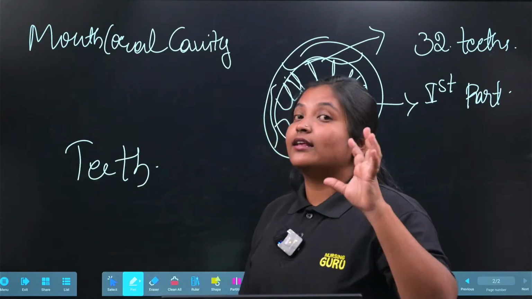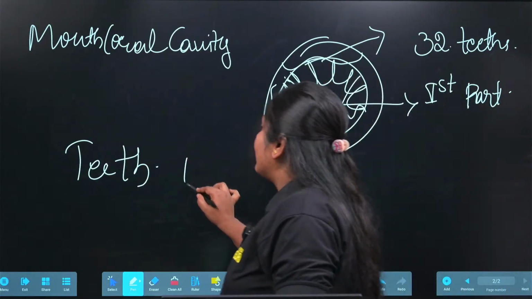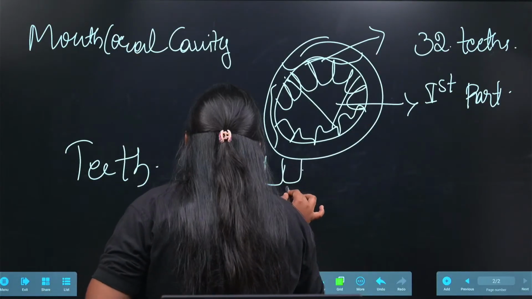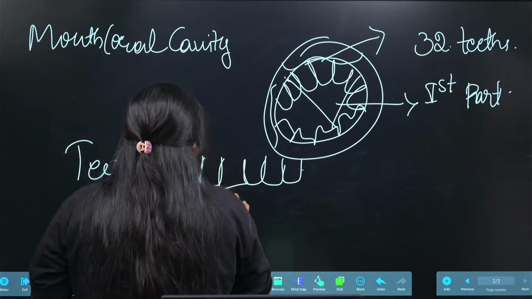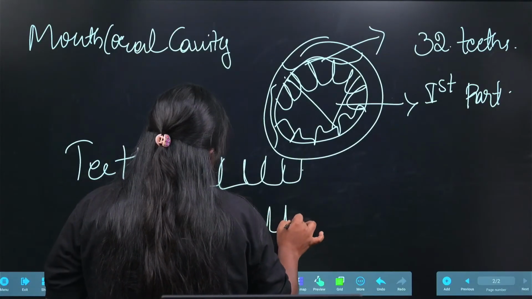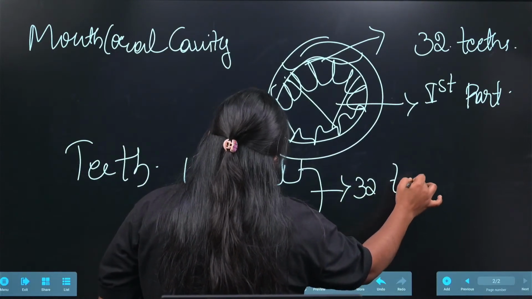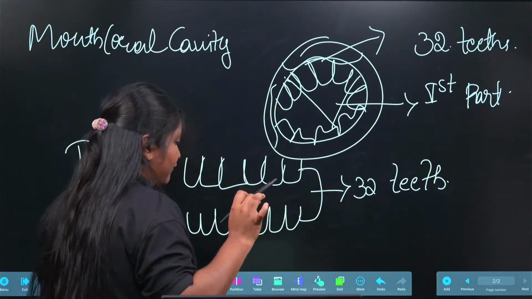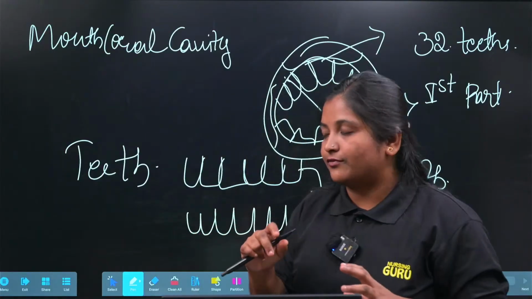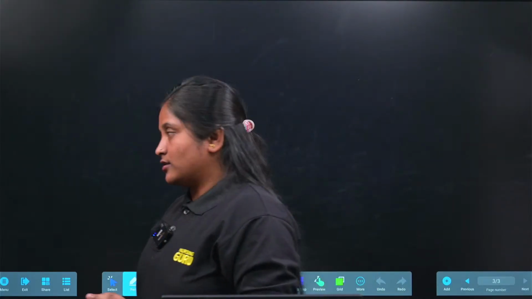Next thing is the structure. This you have to write, a normal diagram. Then after the teeth, molars and premolars will be there. In each jaw there are 16 teeth, together 32 teeth. This much is enough. The function of the teeth is chewing. Next is the tongue.